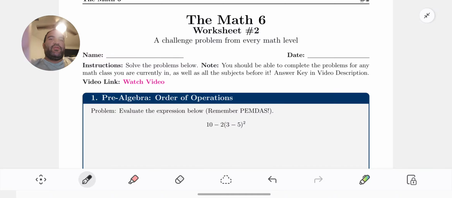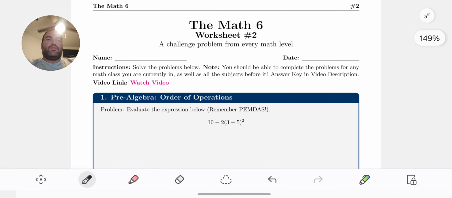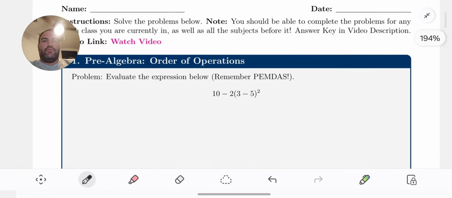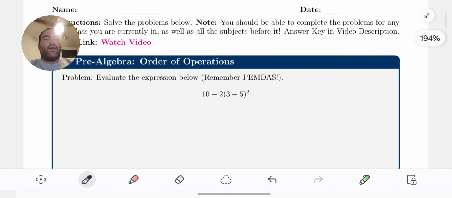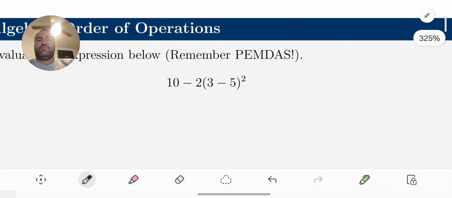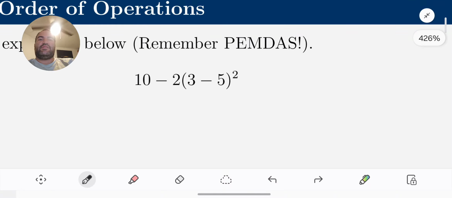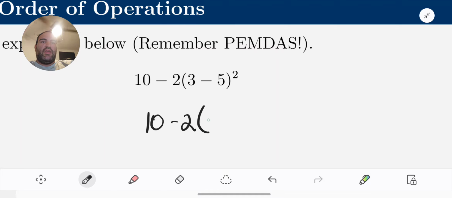Okay, who's ready? Math 6 worksheet number 2. Order of operations. PEMDAS, they're helping us. How nice of them. Okay, a little bit of PEMDAS. P stands for parentheses. Ooh, we got something to do in the parentheses. Let's do that. 3 minus 5 is, think about it, -2. If you're allowed a calculator, let the calculator do the work.